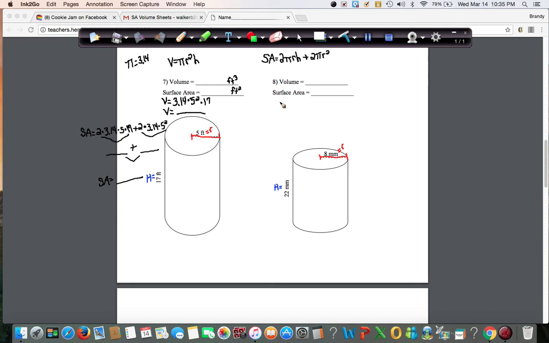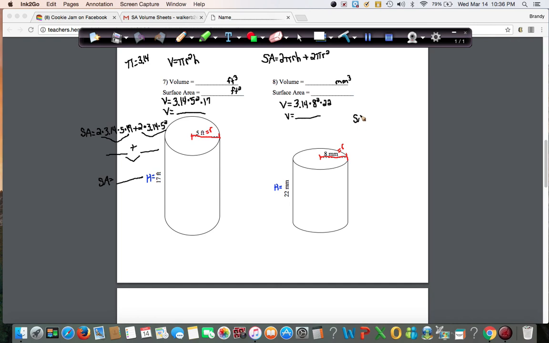Alright, last one. Volume for this guy is going to be pi r squared times h, right? How big is our circle and then how tall is it? Because we want to fill it for volume. So we have 3.14 times radius squared, and our radius is 8, times our height, which is 22. Okay? Volume equals. You guys put that in the calculator, and that's your answer. We're dealing with millimeters, so again, for volume, it's always cubed. So millimeters cubed.